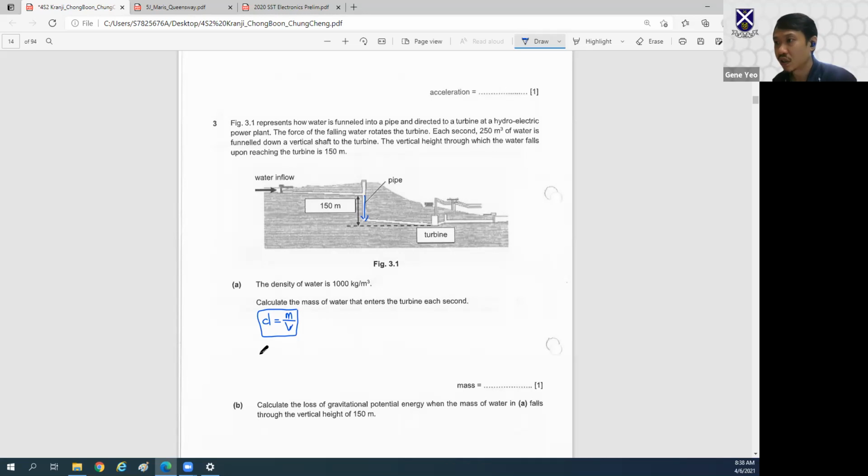Density of water is 1000, so let's write down 1000. Mass is what I want to find. And the volume is 250 meter cubed. Mass is therefore 250 times 1000, which is 250,000 kg.